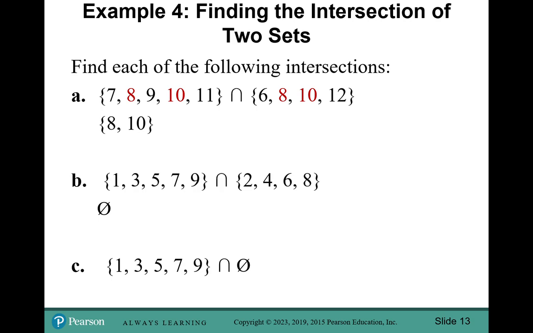For C, I have the set 1, 3, 5, 7, and 9, and I want to intersect that with the empty set. Following from B, we could tell that there's nothing in these sets that they have in common except the empty set itself, because the empty set lies in all sets. It's just known to be there.